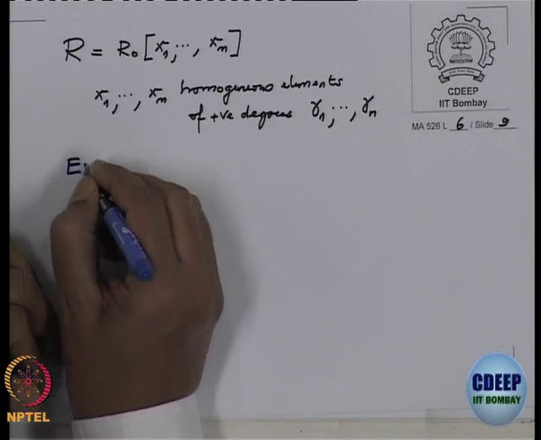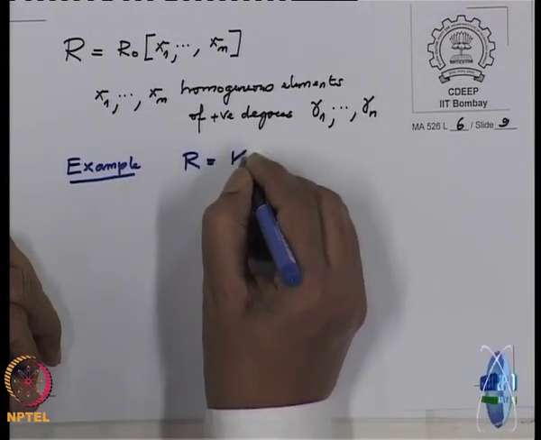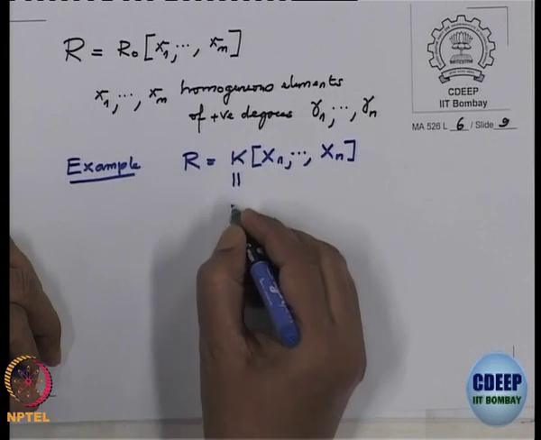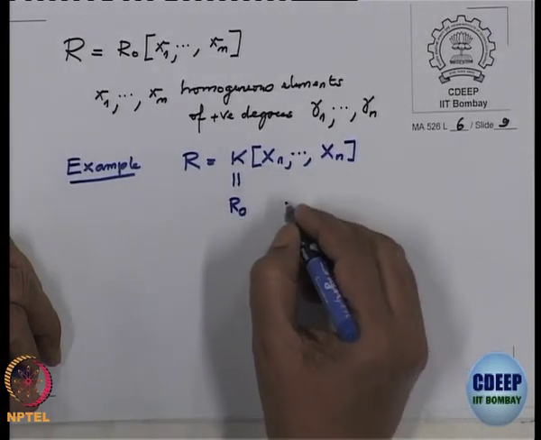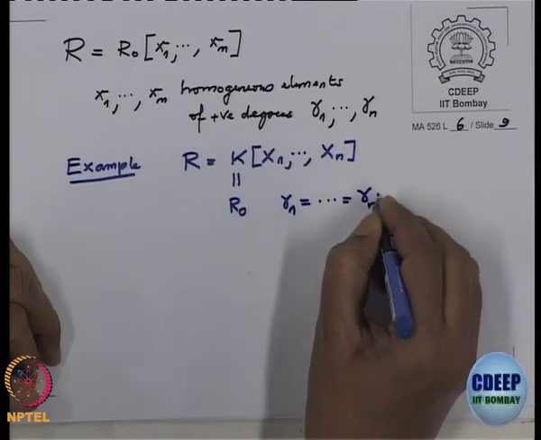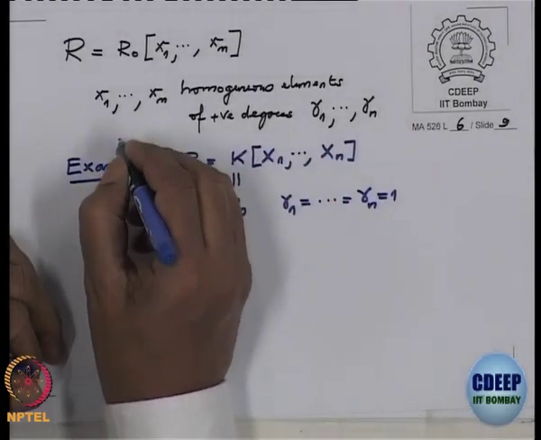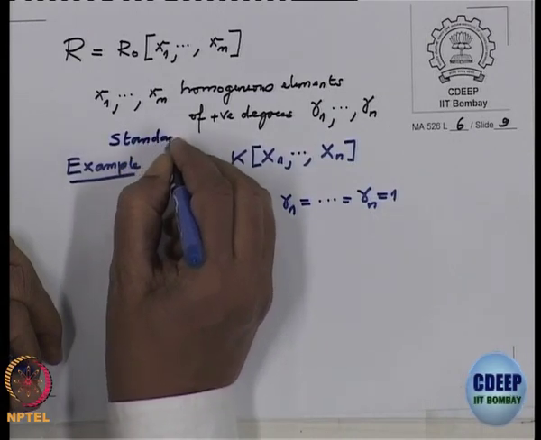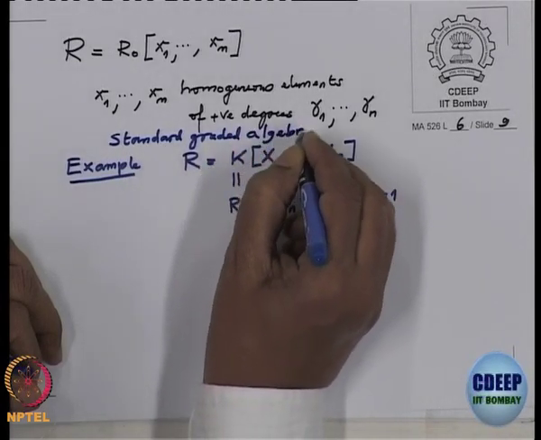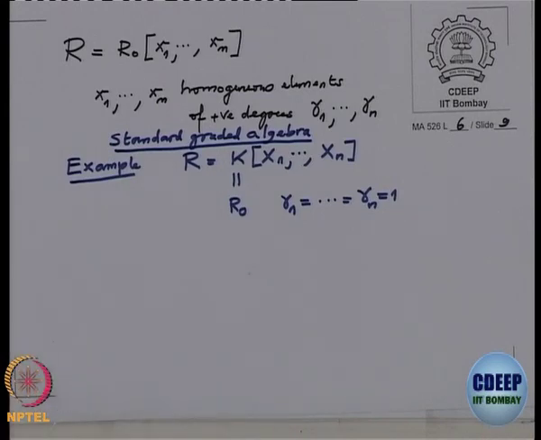So, for example, if all gammas are 1, one example you should see here. A typical example will be our polynomial algebra, R is the polynomial algebra. So this is your R_0, and these guys are homogeneous of degree 1. So in this case, all of gamma_1 to gamma_n are 1. In such a situation, if all gammas are equal to 1, then one calls it a standard graded algebra. Standard means all the generators are homogeneous of degree 1.